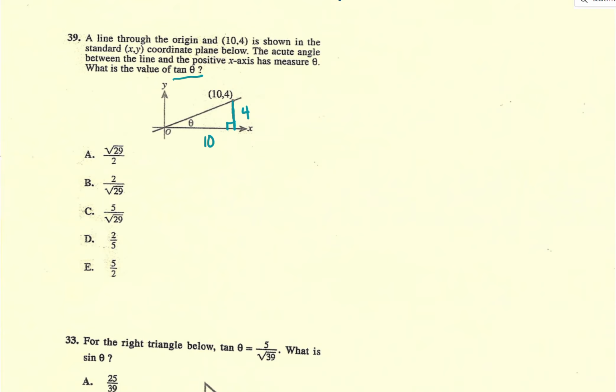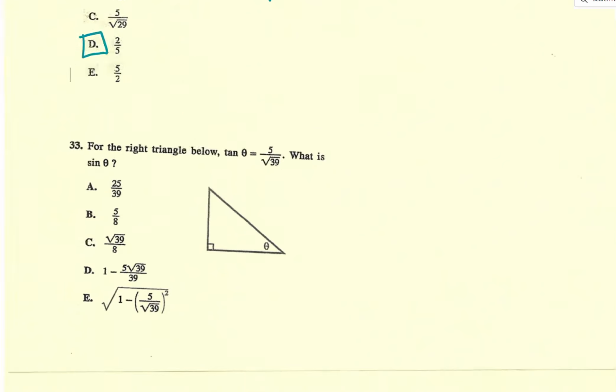It wants tangent, so that's TOA, opposite over adjacent. Here's your reference point. So go to the opposite side, and then the adjacent is who you're sitting next to. So 4 over 10, which reduces to 2/5. Notice that they have 5 halves on here too. ACT is pretty sneaky. They try to trick you, and that's not very sweet, but that's what they do sometimes.